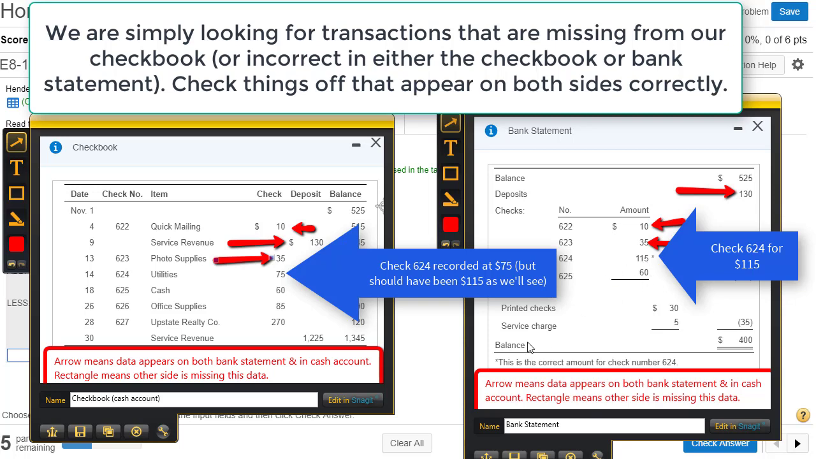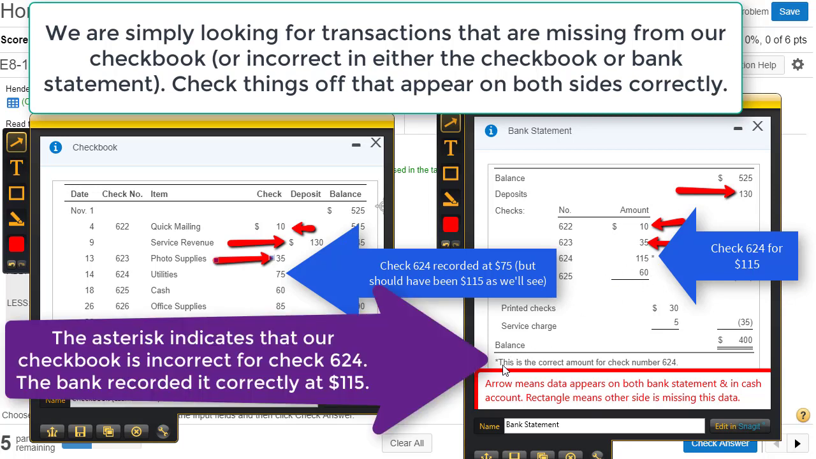So we follow the asterisk. Once we've done some research, this is what we found. This $115 is the correct amount for check number 624. So this check 624 is correct. And this check 624 for $75 is incorrect. So what has happened is we actually wrote the check for $115, but we entered it into our checking account with the incorrect number, $75.